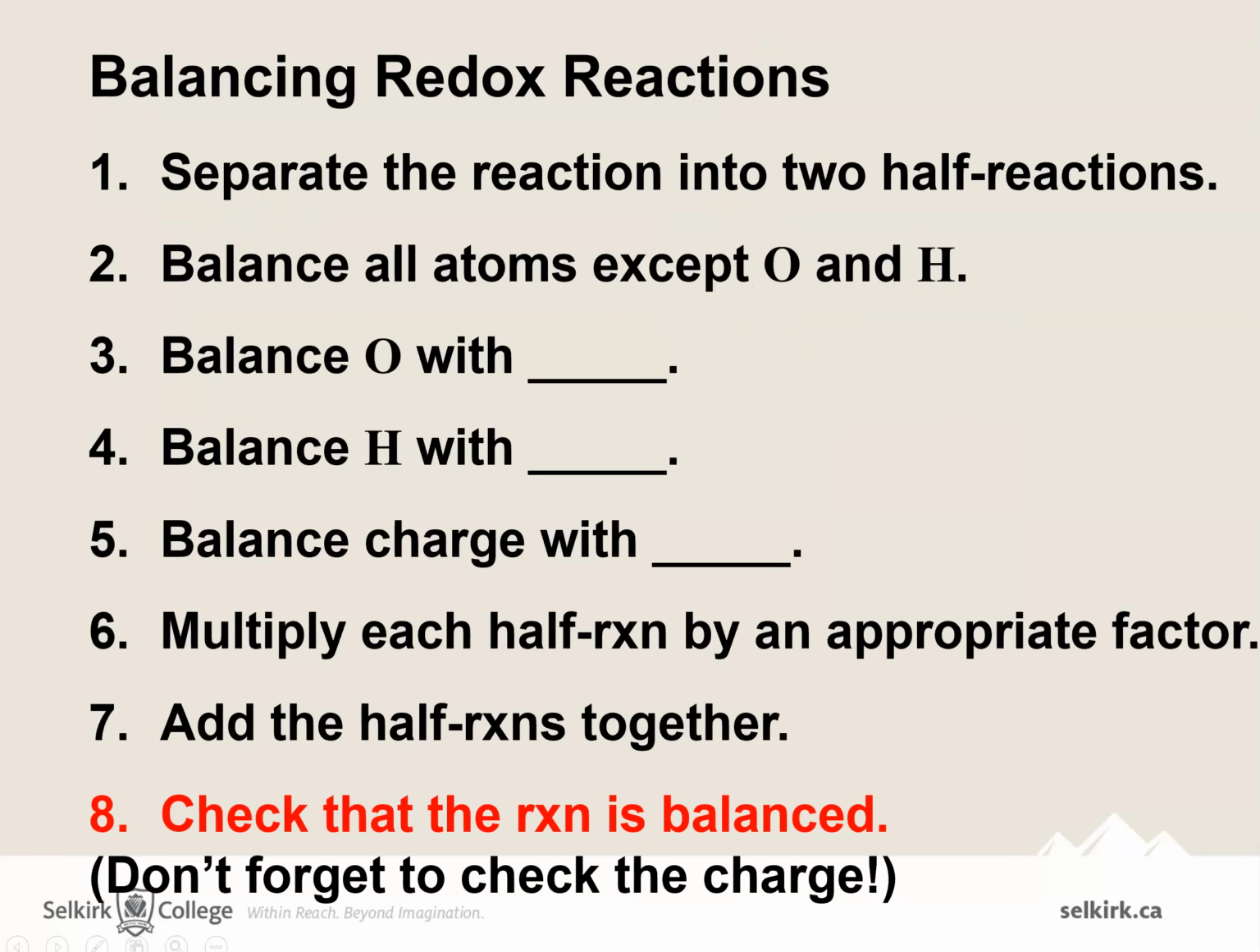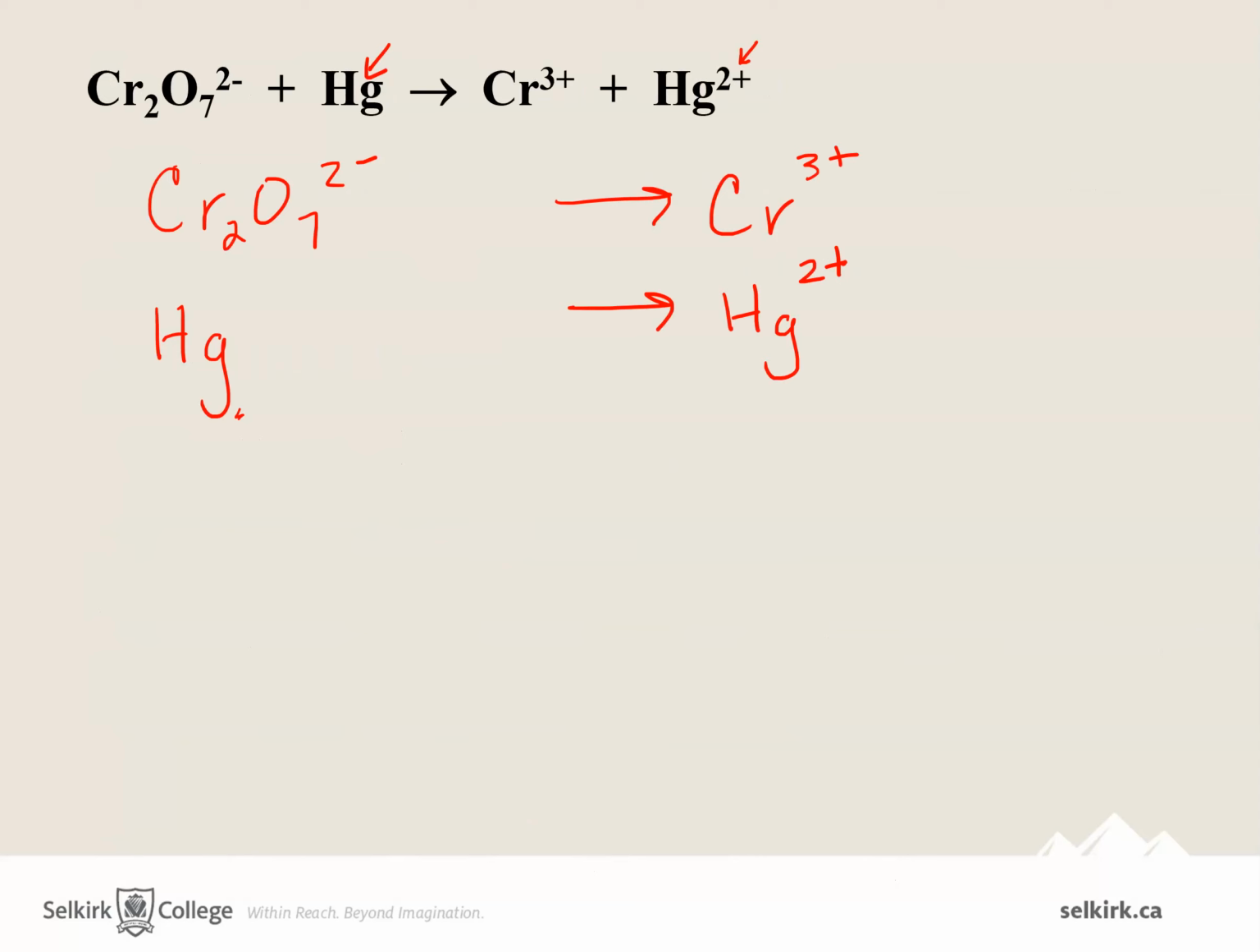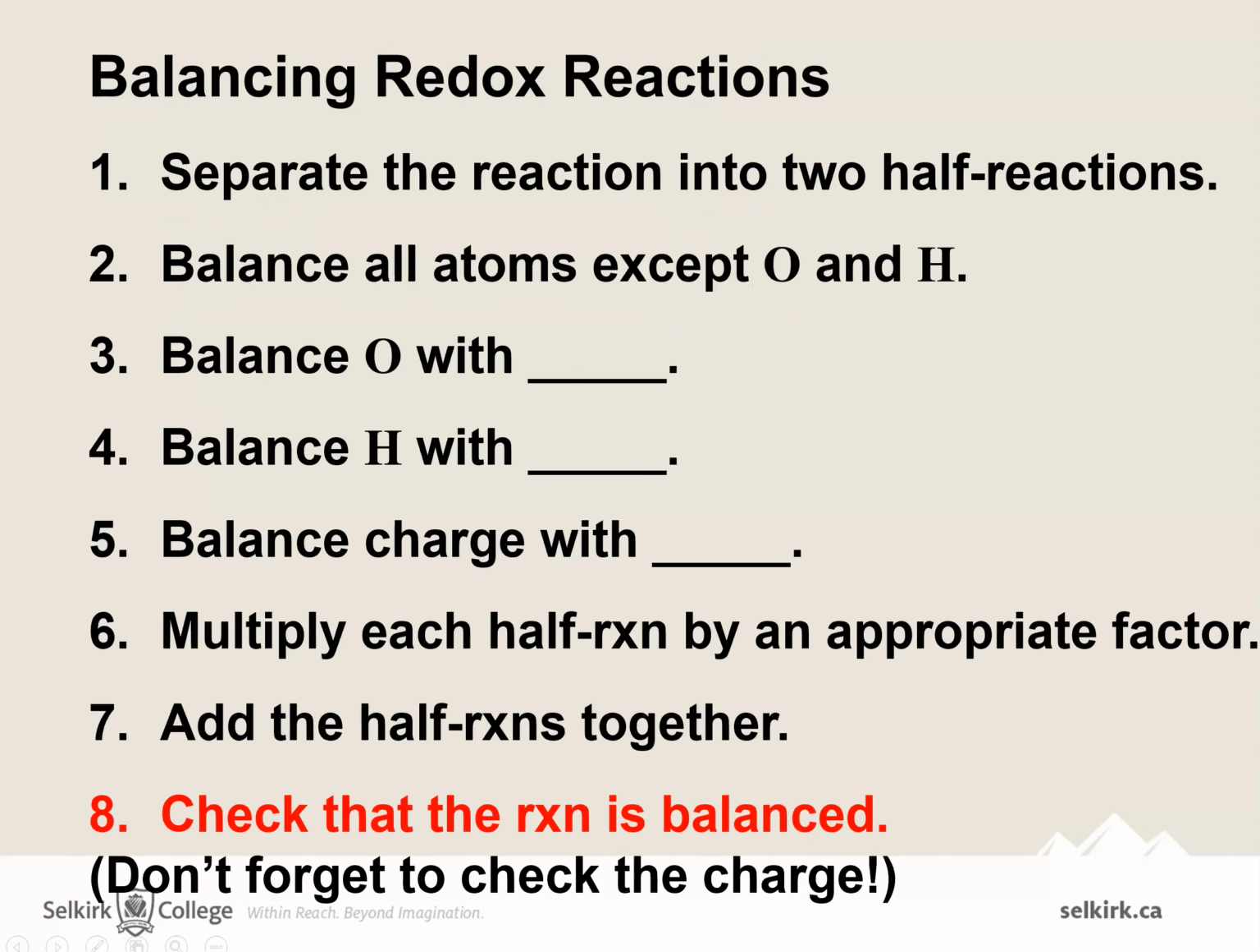Now what do I do? I balance all the atoms except oxygen and hydrogen. So in the first half reaction with the chromium, I see 2 chromiums on the left-hand side, so I'm going to need 2 chromiums on the right-hand side. Now for the mercury half reaction, 1 mercury on the left, 1 mercury on the right, done. The oxygen isn't balanced yet for the chromium half reaction, but that will come later. All right, previous slide, next step.